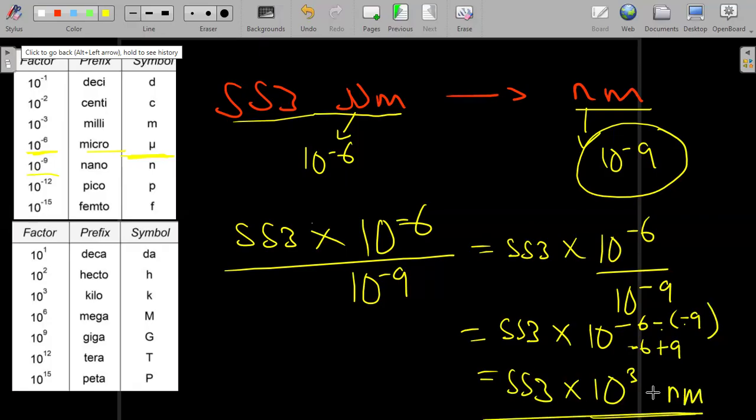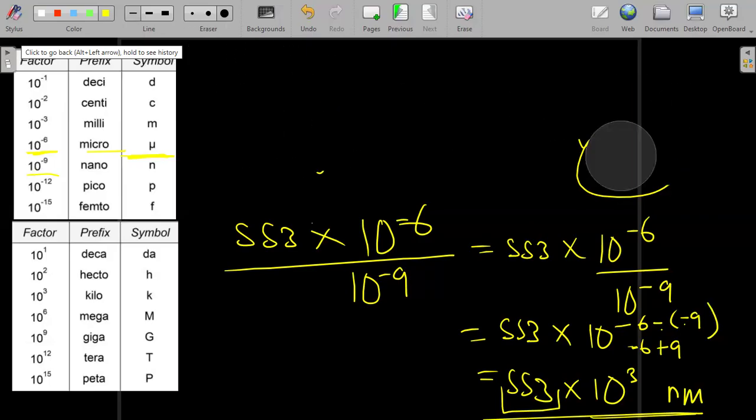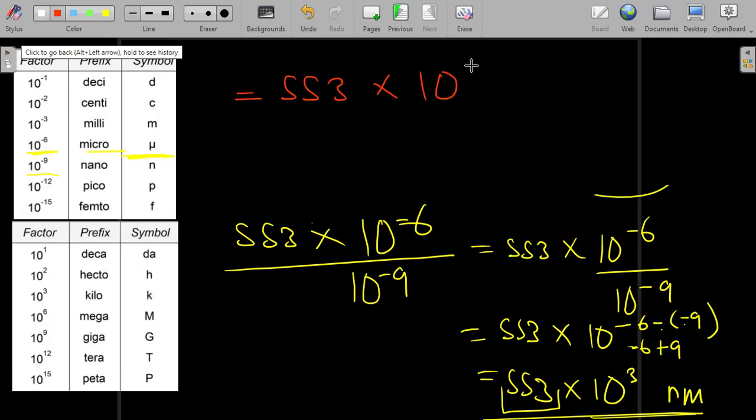But this here is not the standard form. Remember, for standard form, this number should be greater than 1 and less than 10. So that number there violates what we need, so we need to change it. So I'm going to say 553 times 10 to the power 3 nanometers.